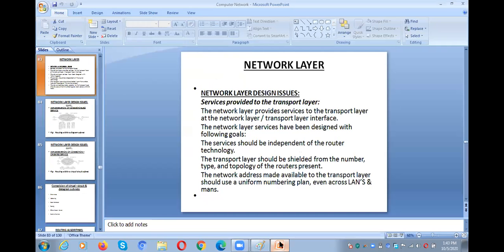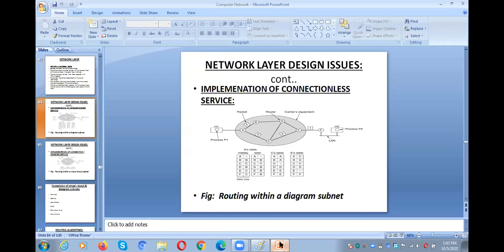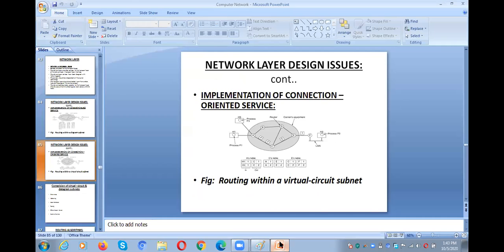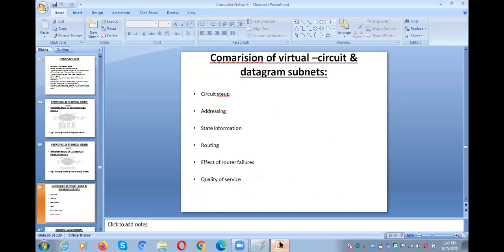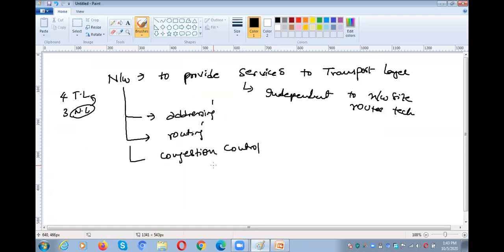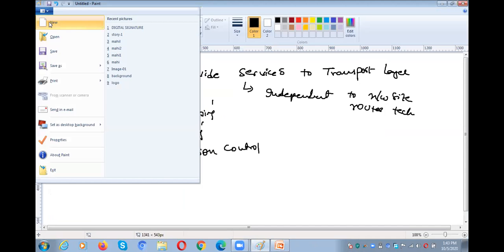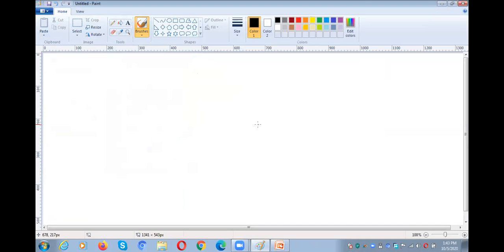we need to discuss connectionless and connection oriented service. Before discussing this, you need to understand what the differences are between the connection oriented service and the connectionless service. As I told you in the morning session, connection oriented means there should be a communication connection between the sender and the receiver. That means there should be a cable or wire connection between the sender and the receiver.